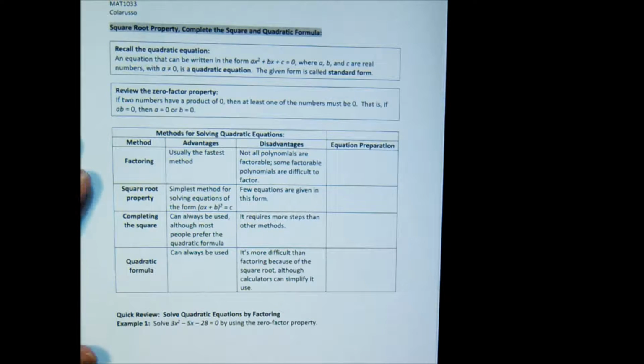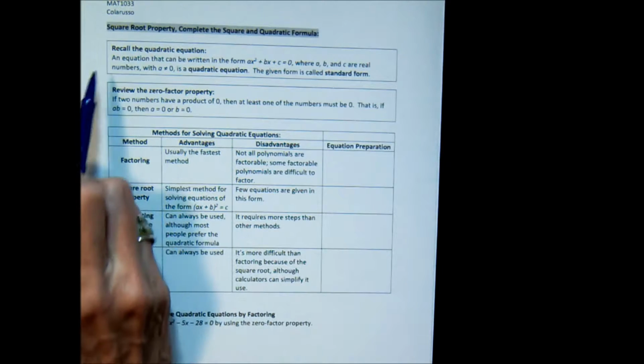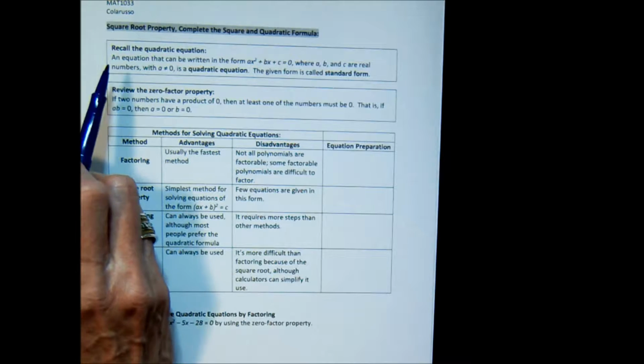In this section, we're going to look at other methods for solving quadratic equations other than the zero factor property, which has been the method that you've been taught so far. So at the top of your notes, let's look at the first box.